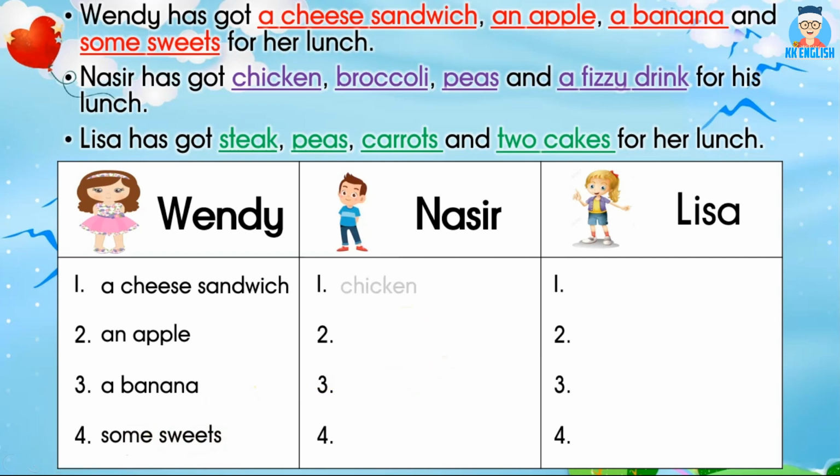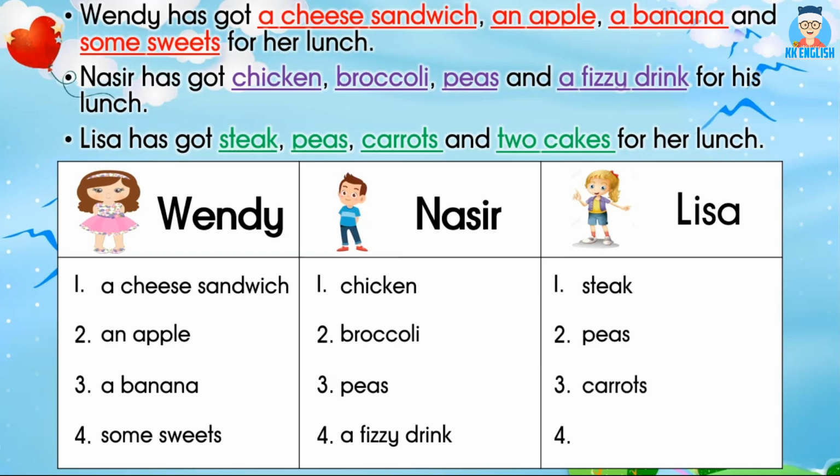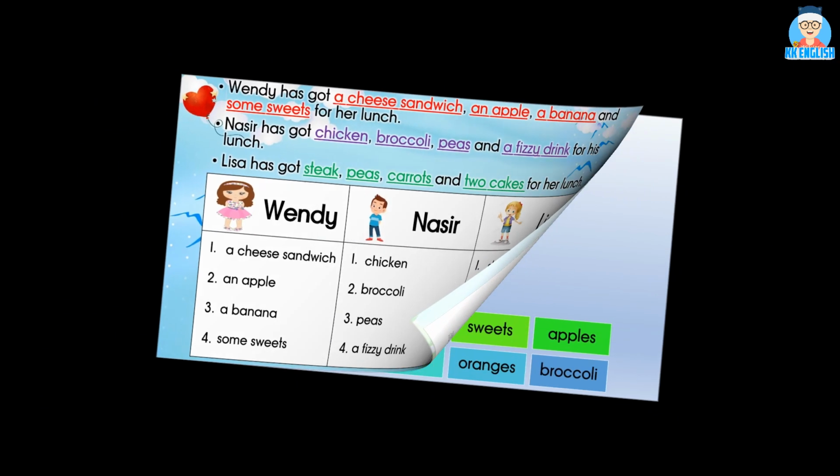Wendy has a cheese sandwich, an apple, a banana, and some sweets for her lunch. Nazir has chicken, broccoli, peas, and a fizzy drink for his lunch. Lisa has steak, peas, carrots, and two cakes for her lunch.